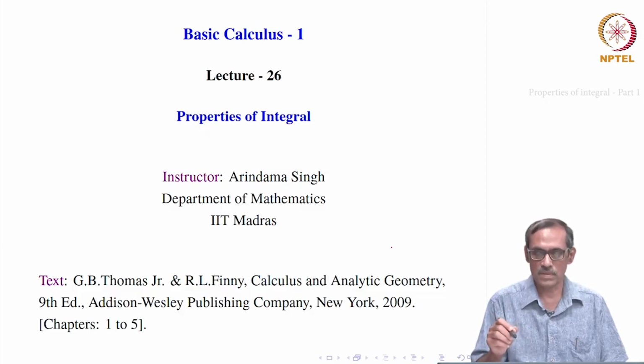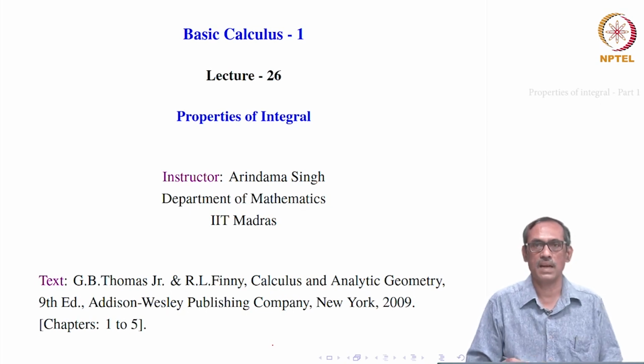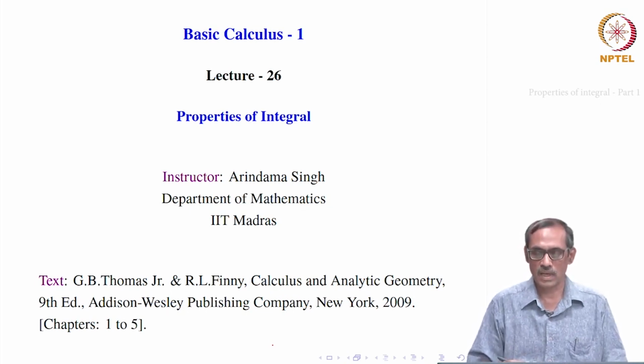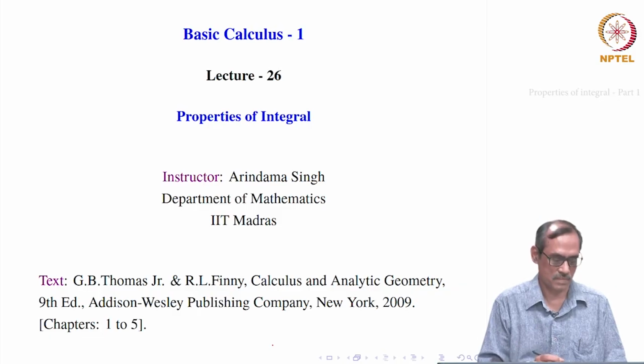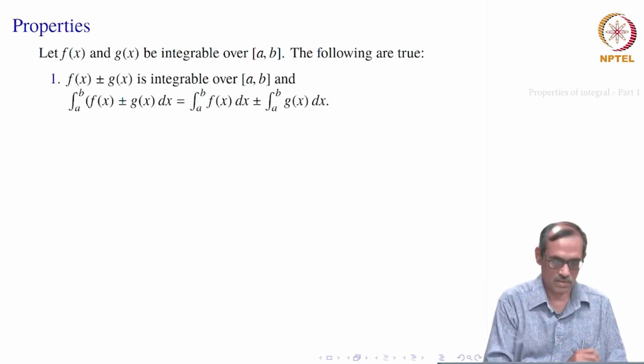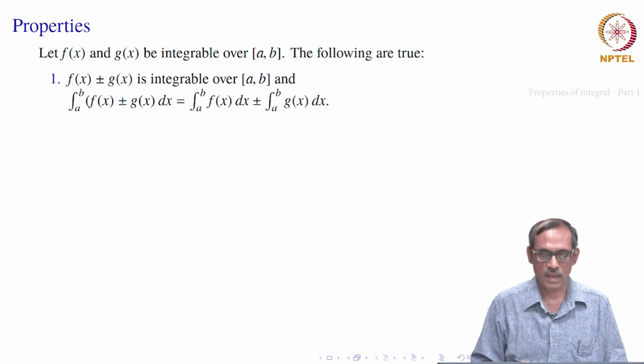So, this sum, if its limit exists as norm of P goes to 0, that is the sub intervals length becomes smaller and smaller approaching 0. If that limit exists, that limit is called the definite integral. So, today we will look at some properties of this definite integral, which will help us in evaluating integrals of complicated functions if we know the integrals of the simpler functions. Okay, so, let us try with these properties.